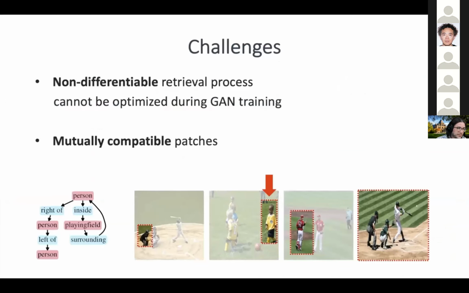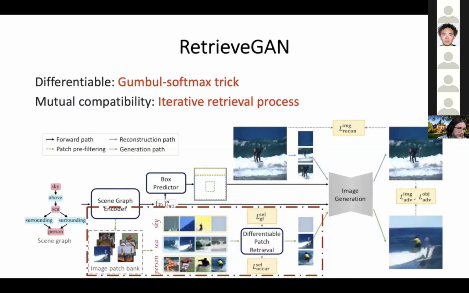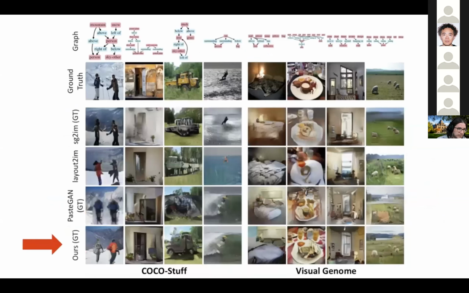There are two issues in our work. First, the retrieval process is usually not differentiable. Second, the selected patches need to be mutually compatible. Therefore, our contributions are in the retrieval process. First, we use the Gumbel softmax trick to make the retrieval process differentiable. Second, we design an iterative retrieval process to select mutually compatible patches. Here we show an example of qualitative results. Since our retrieval approach can be optimized by the GAN training, we can synthesize more realistic images.